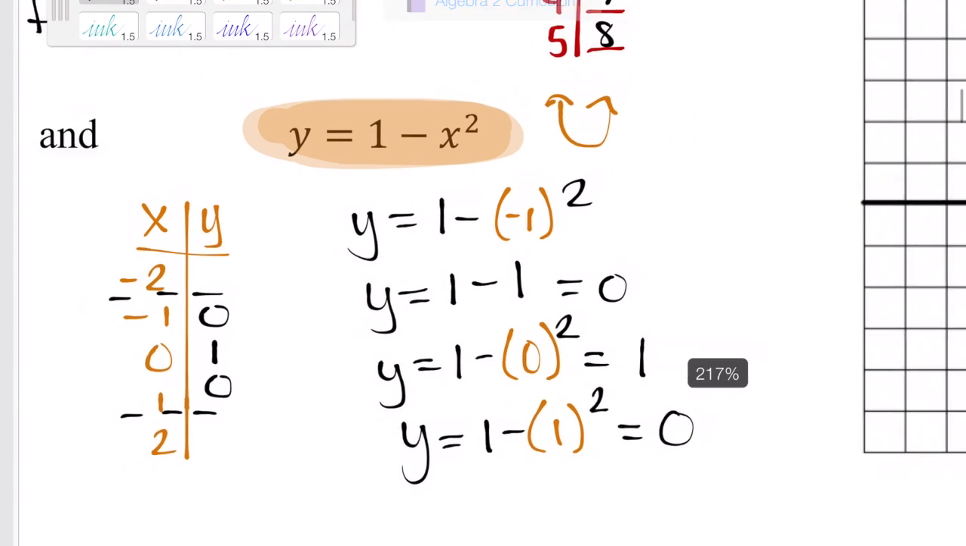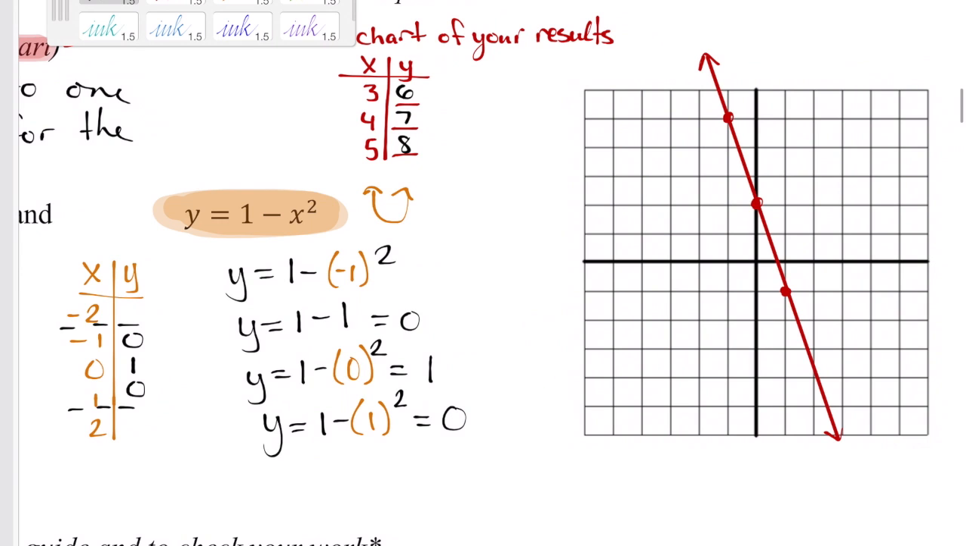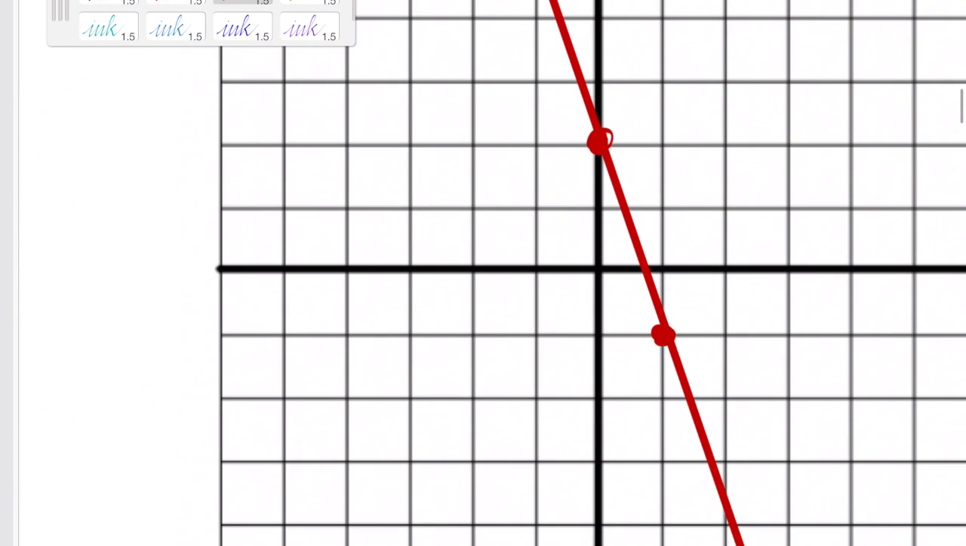And now that we have these 3 points, we can get an idea, and then I'm going to tell you guys a little secret, a little bit easier way to graph these. One of the first points was (-1, 0). We also have (0, 1), and (1, 0).